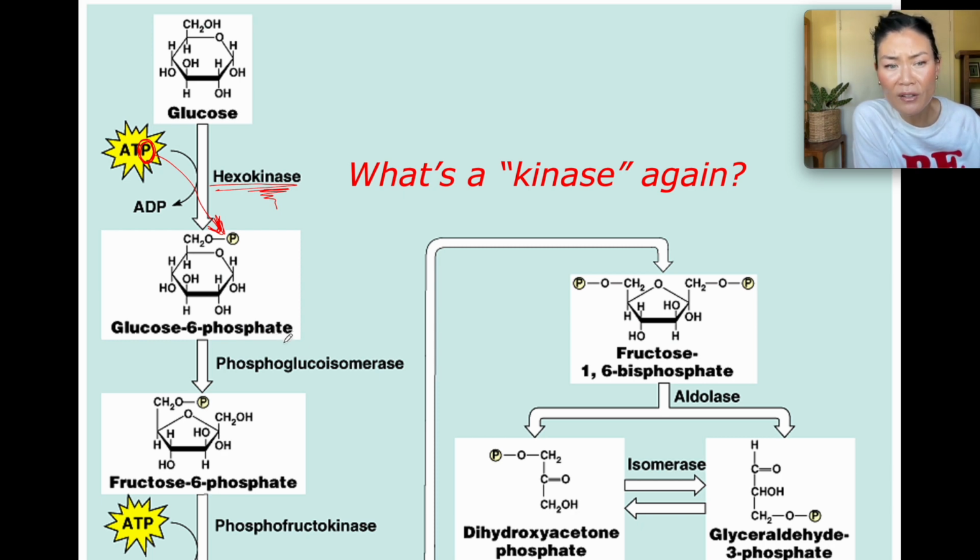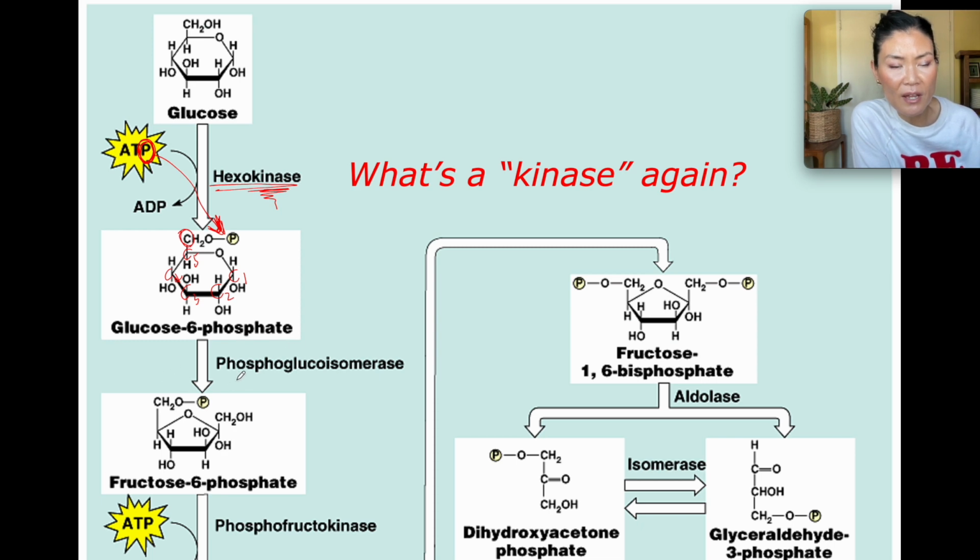The reason why we call it glucose 6-phosphate is because that phosphate group is attached to the carbon number 6, okay? Carbon number 6. This is carbon number 1. This is carbon number 2. This is carbon number 3. This is carbon number 4. This is carbon number 5. And then this is carbon number 6. Carbon number 6 has a phosphate group attached to it. That's why the name is glucose 6-phosphate. The phosphate group is attached to the 6th carbon.